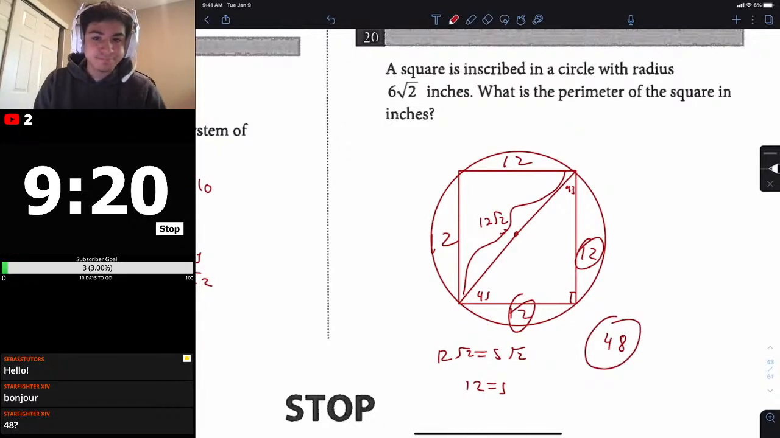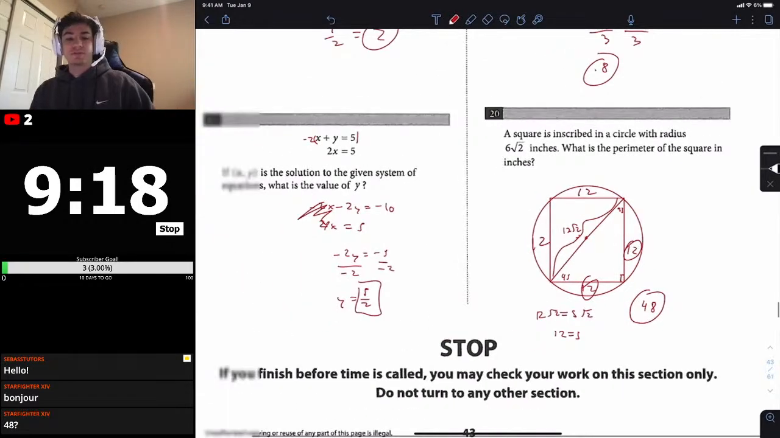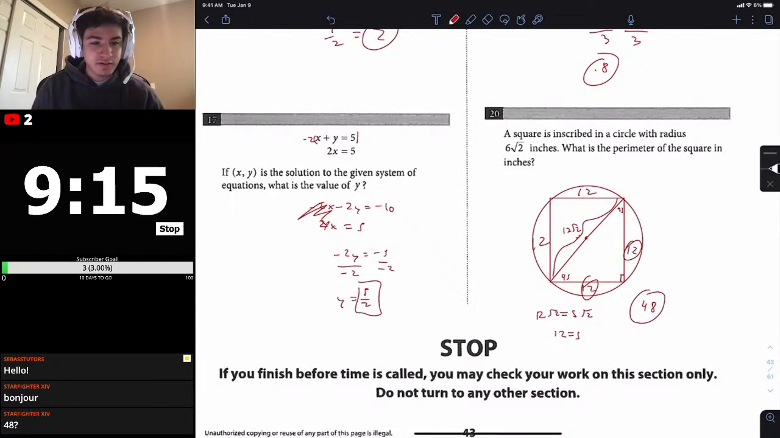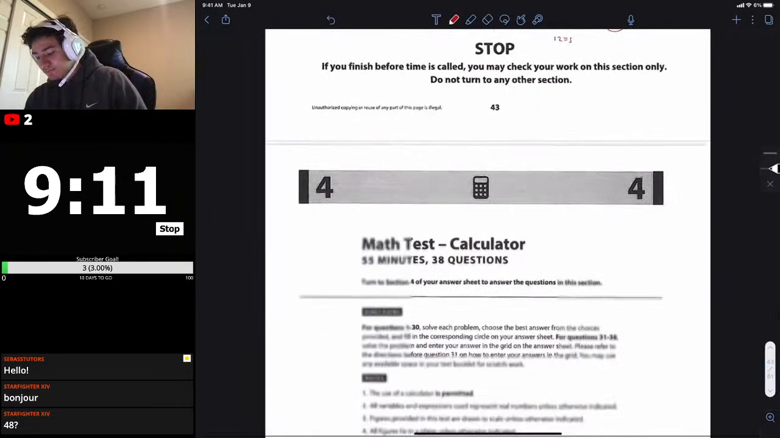Stop the timer. 9 minutes left. It's pretty good. We did finish this pretty good. 48. Yep, you got the answer, Starfighter. You got the answer.